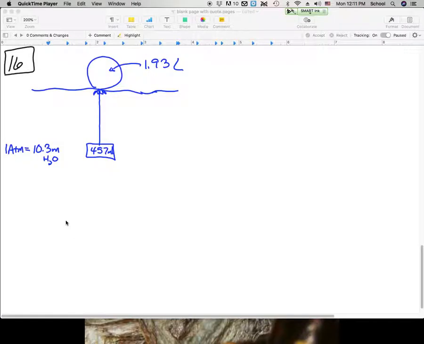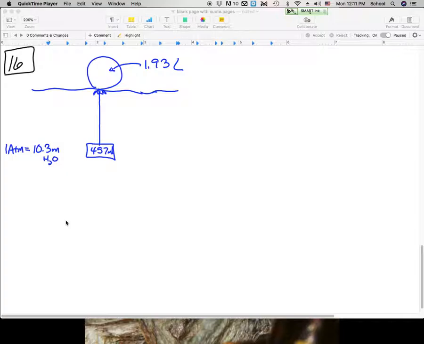In number 16, we have a balloon that is floating on the ocean. Underneath the balloon, there is a block of rubber that is 457 milliliters in volume. We were told that the volume of the balloon was 1.93 liters, and that 1 atmosphere of water equals 10.3 meters of water. So this is the only clue we have.